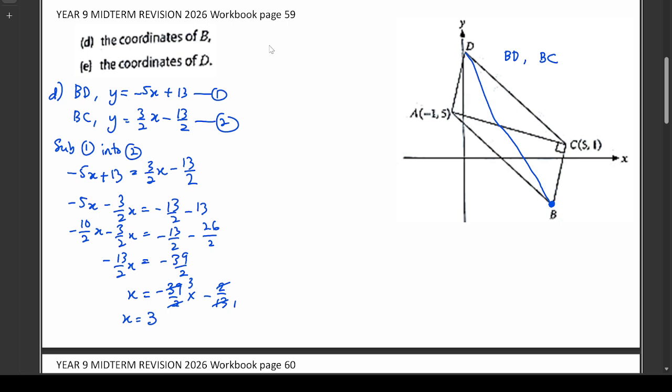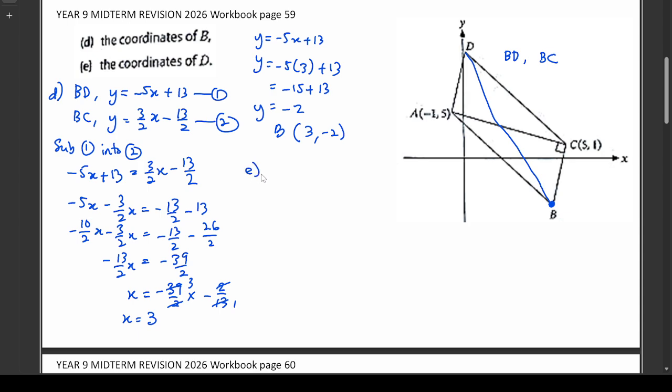So once you get your x, you can also get your y, where you can sub in either the BD equation or the BC equation, right? So let's say you sub in the first equation, x equals 3, which will give you negative 15 plus this one, negative 2. Okay, so this one is negative 2. That means coordinate B is basically 3, negative 2, right?